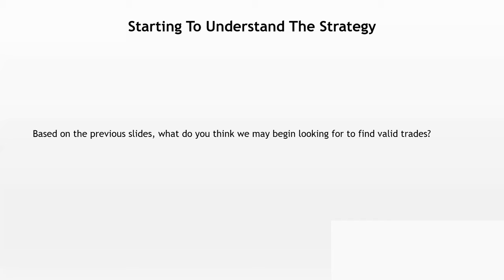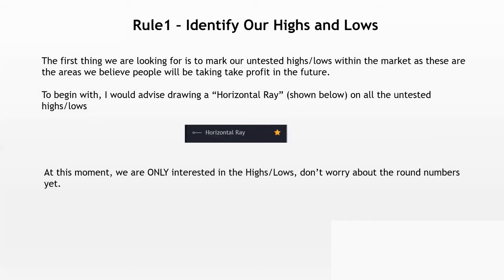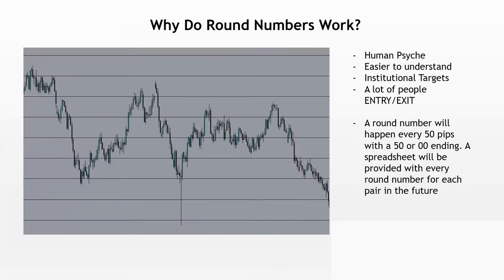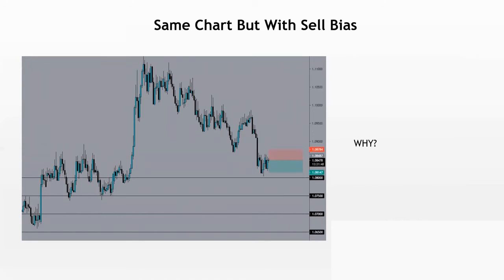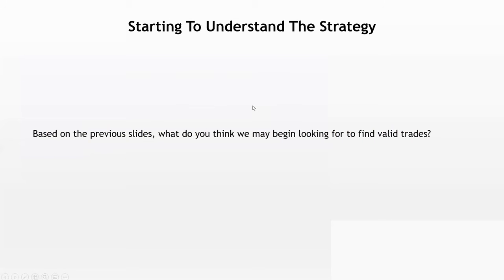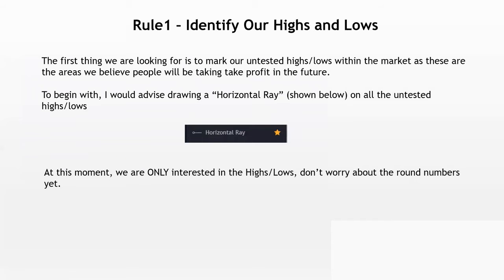Everyone knows I like a rule-based strategy. It takes the decision-making away from me and I just look at my rules, and if they're met, I take the trade and it takes the stress away. So rule number 1, what we are going to do, we are looking to mark our untested highs within the market. So if we go back to, for example, this example, we would see where are the untested highs within the market. And what we will do, let me go here, we are going to get a horizontal ray.